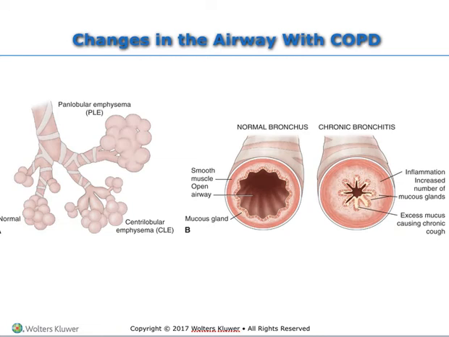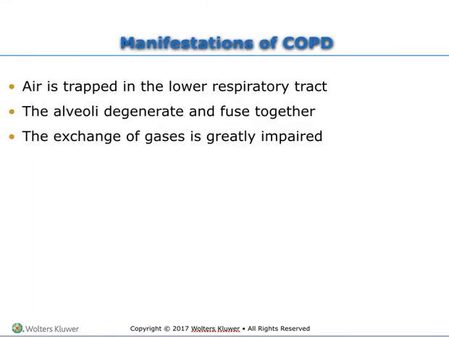So what happens is with both of these conditions, the lungs are damaged in a way that airflow is limited in and out of the lungs. So that's why we have the manifestations we have. So air is trapped, the alveoli don't work well, and exchange of gas is greatly impaired.